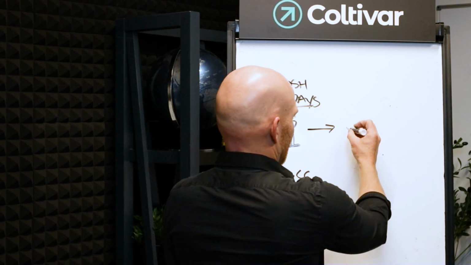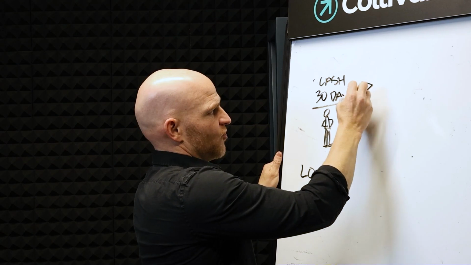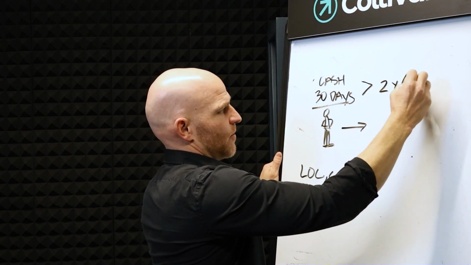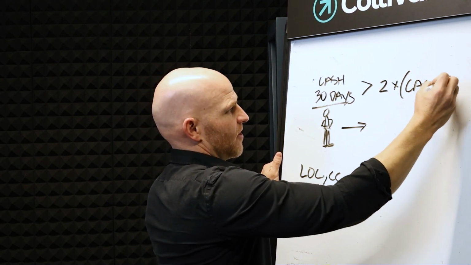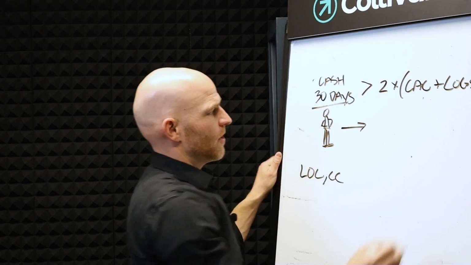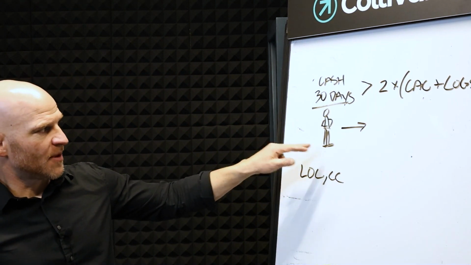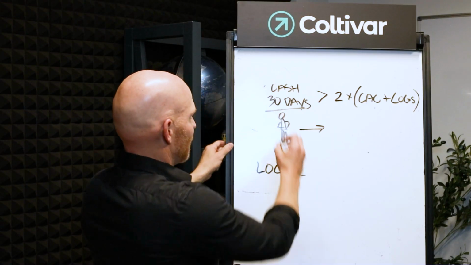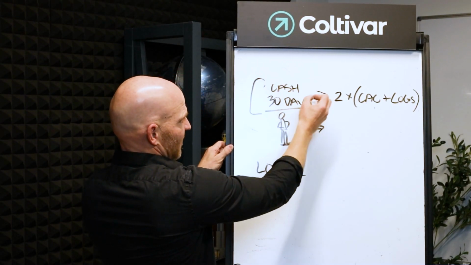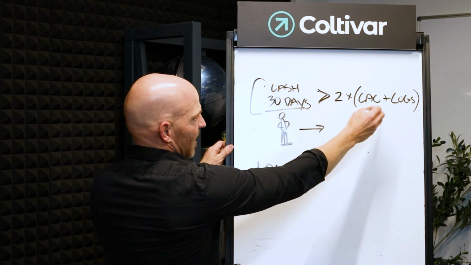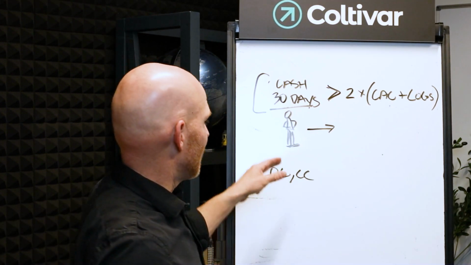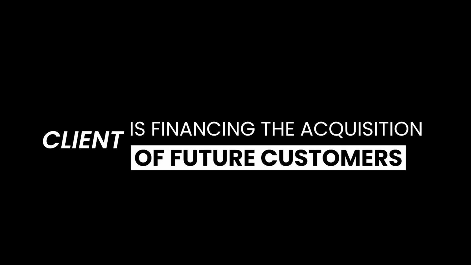So the formula is this: if this is greater than 2 times your customer acquisition cost plus all your cost of goods sold required to fulfill the product or service to the customer, then if this is the formula that you're following, and if it's greater over here on the left-hand side, cash is greater than 2x your CAC plus COGS, then you could grow unlimitedly because your client is financing the acquisition of future customers, right?